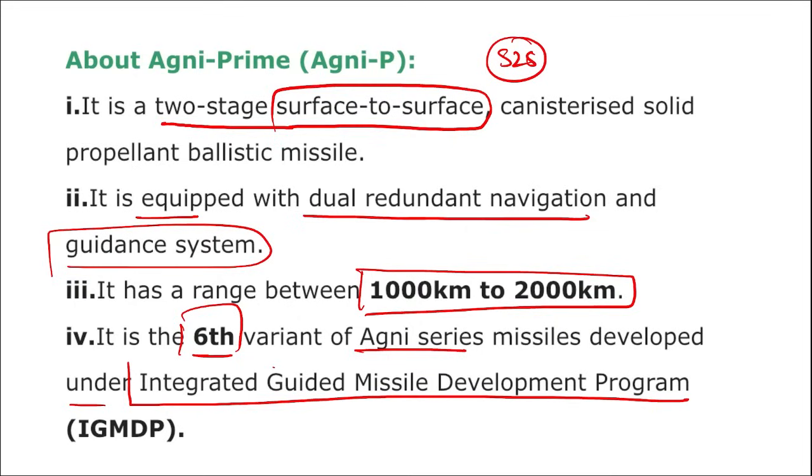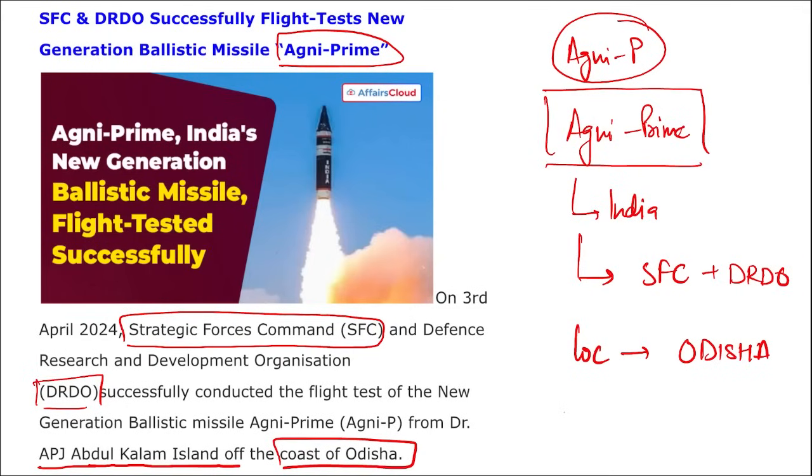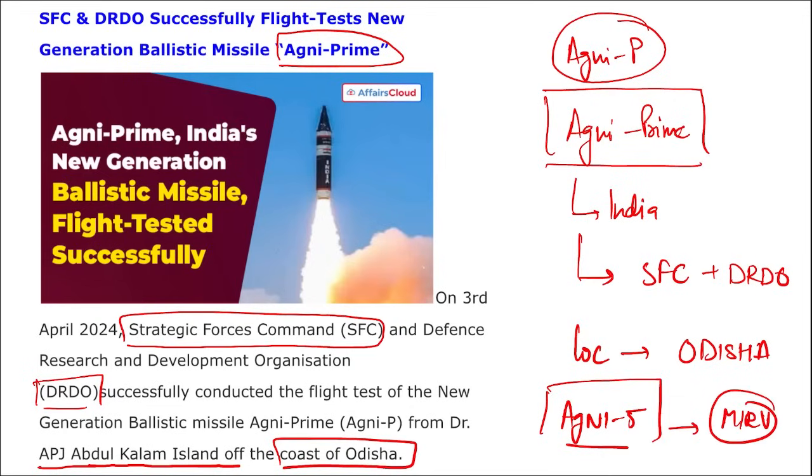What are the five missiles developed under this Integrated Guided Missile Development Program? Prithvi, Trishul, Nag, Agni and Akash. These are the five missiles that have been developed under this program, right? Take a note of this. Then one more thing you need to remember here, that DRDO in March successfully conducted the flight test of Agni 5, right, with MIRV technology, and this was done under Mission Divyastra. If we talk about DRDO, who is the chairperson here? Dr. SV Kamath, and headquarters is in New Delhi.